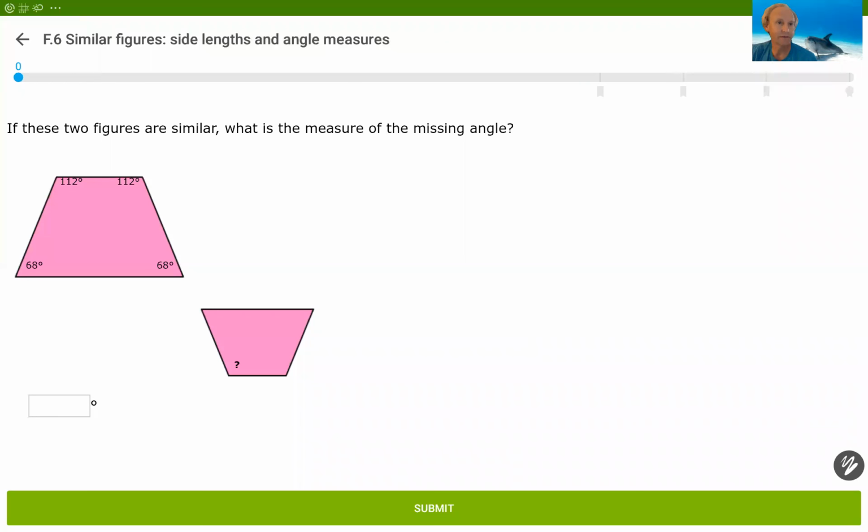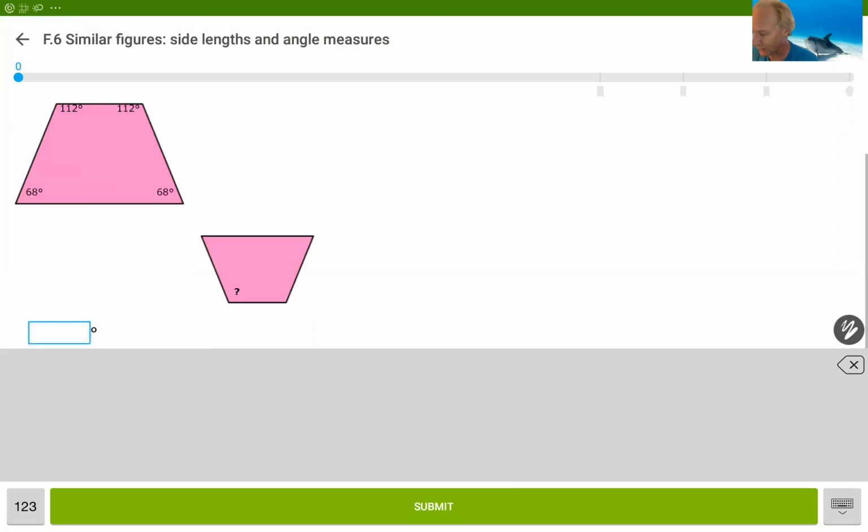It says, if these two figures are similar, what is the measure of the missing angle? Well, similar figures have all the same angles, but they may or may not be the same size. So in this particular case, the angle P, since this thing's upside down, is the larger one. We can see, of course, it's an obtuse angle, and it's going to be the 112.